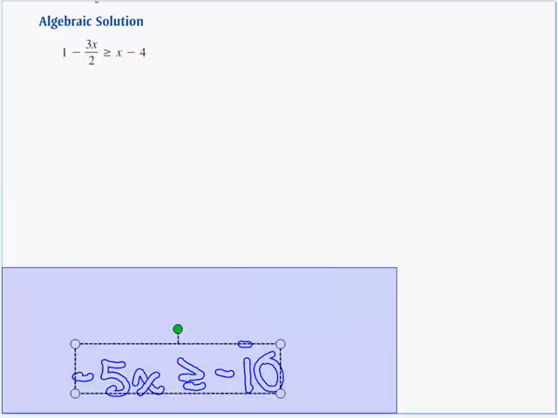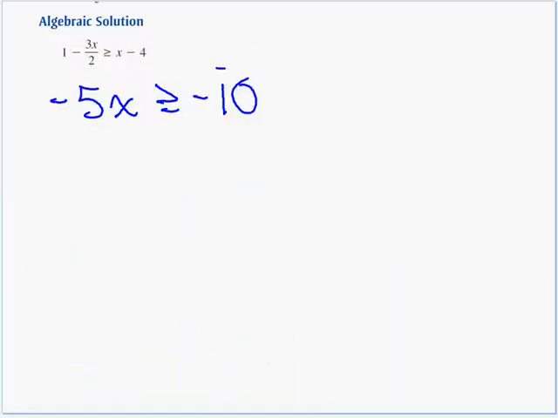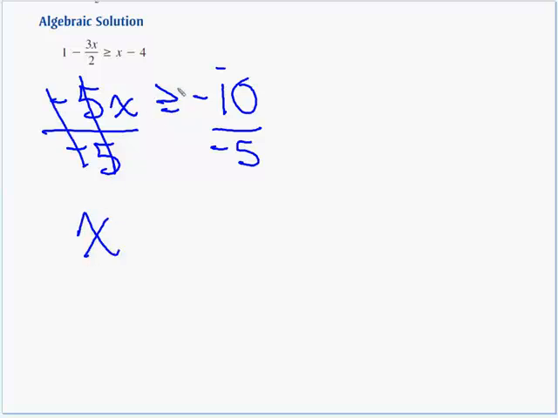So one last step, we want to get x alone. We are going to divide by negative 5, and that should send off a little alarm bell. Dividing by a negative means we're going to reverse the inequality from greater than to now less than, and keep the or equal to. Two negative numbers divide to a positive. 10 over 5 is 2. So x is less than or equal to 2.